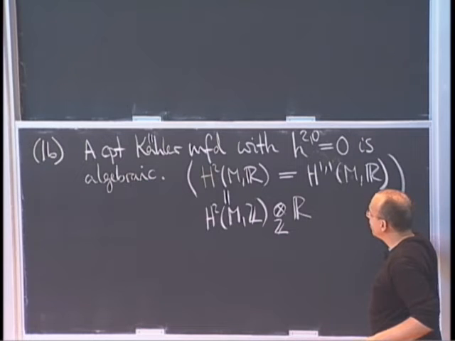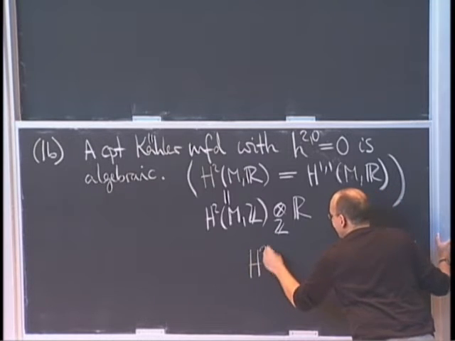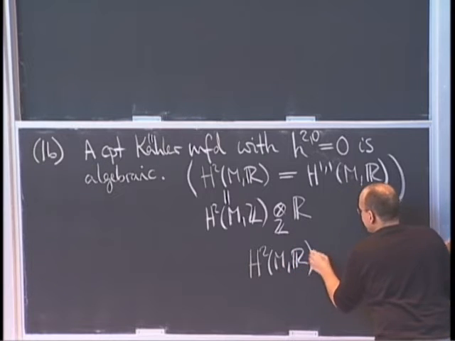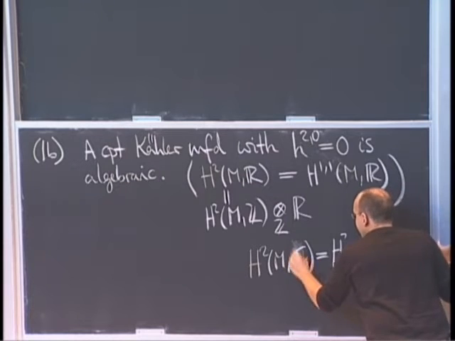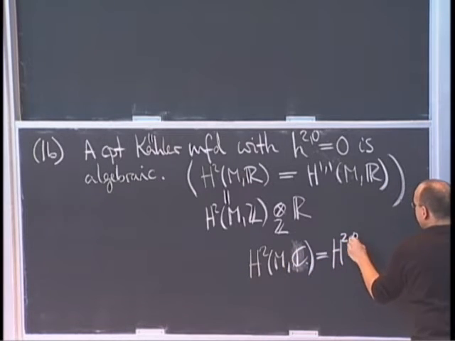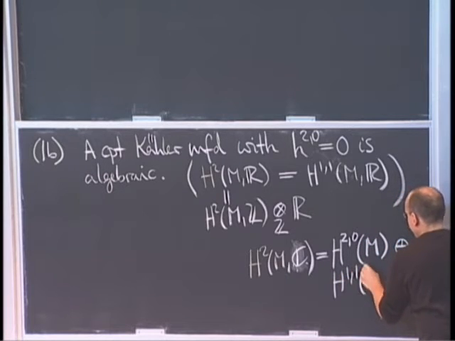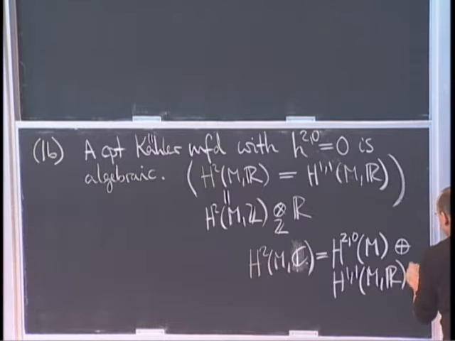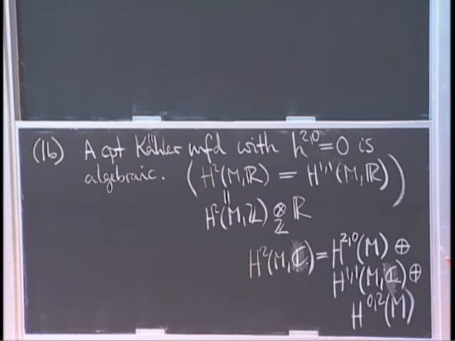I'm sorry, are you saying that lowercase h20 is uppercase H2 of M R? No, I'm so sorry. I'm using the Hodge theorem here. That's saying that H2 of M R in the Kähler manifold splits up into three pieces. Complex cohomology splits up into three pieces: H20 of M plus H11 of M R plus H02 of M, as a complex vector space.